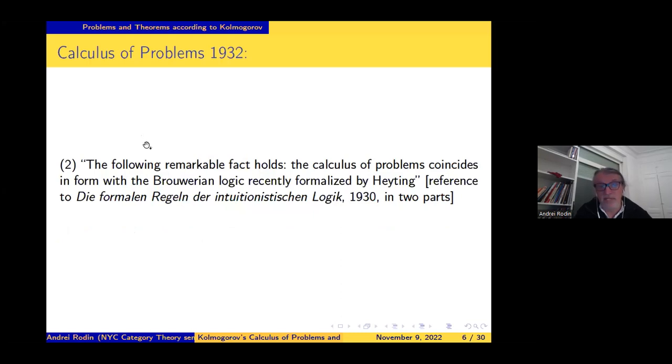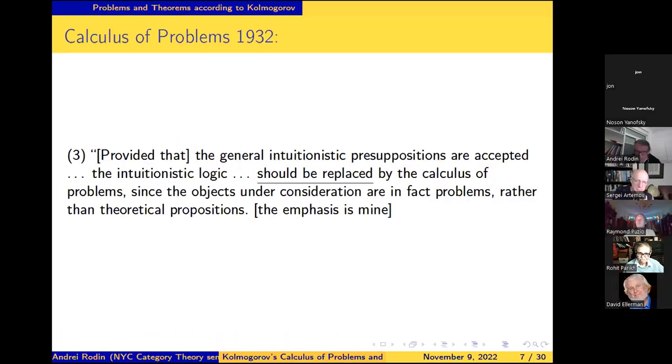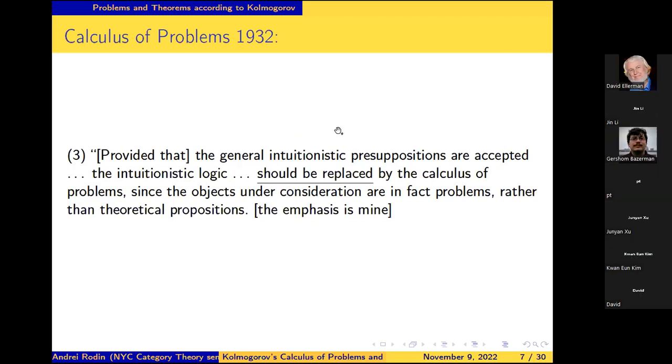That's the idea. And then he claims that the following remarkable fact holds: the calculus of problems coincides in form with Brouwerian logic recently formalized by Heyting. Here he makes reference to a big paper of 1930, published in two parts by Heyting. There is actually very interesting material in that paper, but I leave it aside because otherwise it would be too long. Then he makes an even stronger claim: provided that the general intuitionistic presuppositions are accepted, intuitionistic logic should be replaced by the calculus of problems. So he doesn't just think about this calculus of problems as a possible reading of Heyting's calculus. He really insists that it should be read the way he proposes.